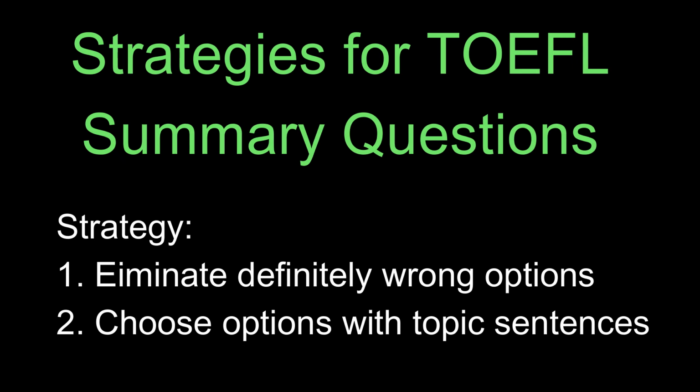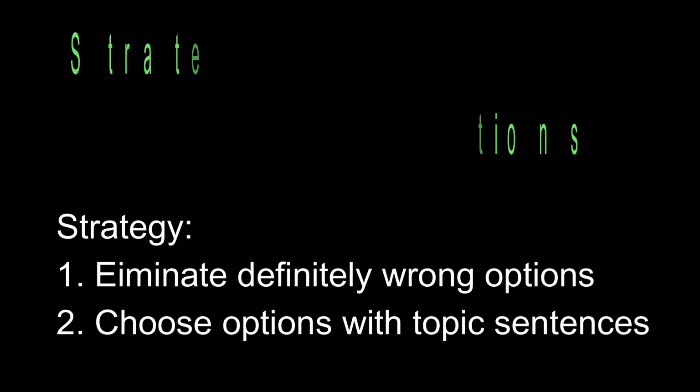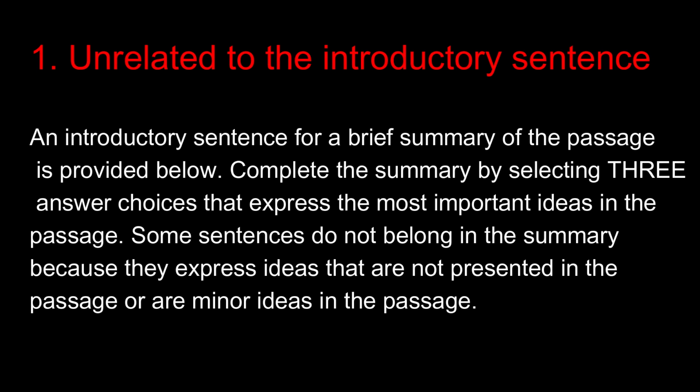In the previous several lecture videos, Dr. Byrnes has explained 6 strategies to identify incorrect options. Let's recap them. 1. Unrelated to introductory sentence. Options must support the introductory sentence provided in the question. Some students are even oblivious that there is a clue sentence already in the question.